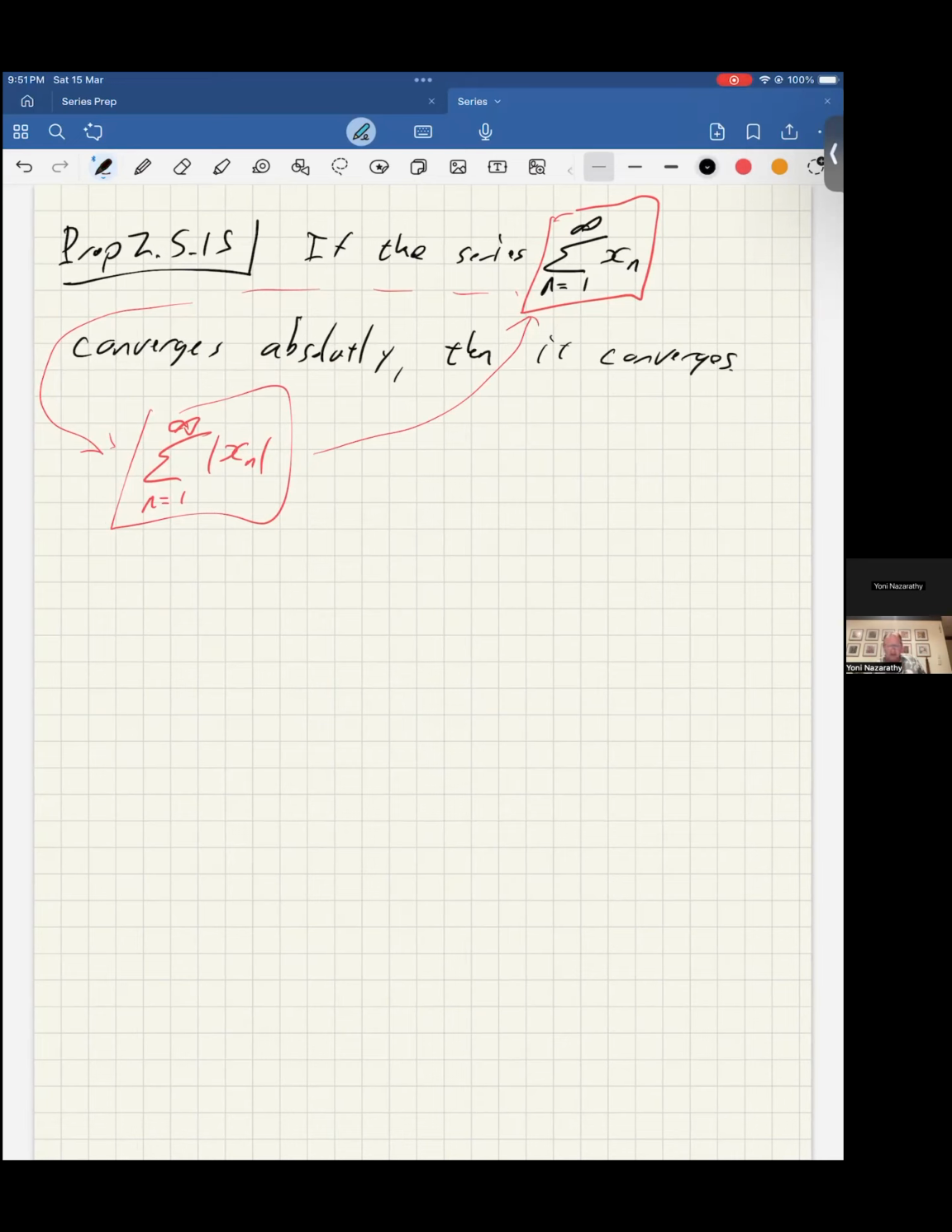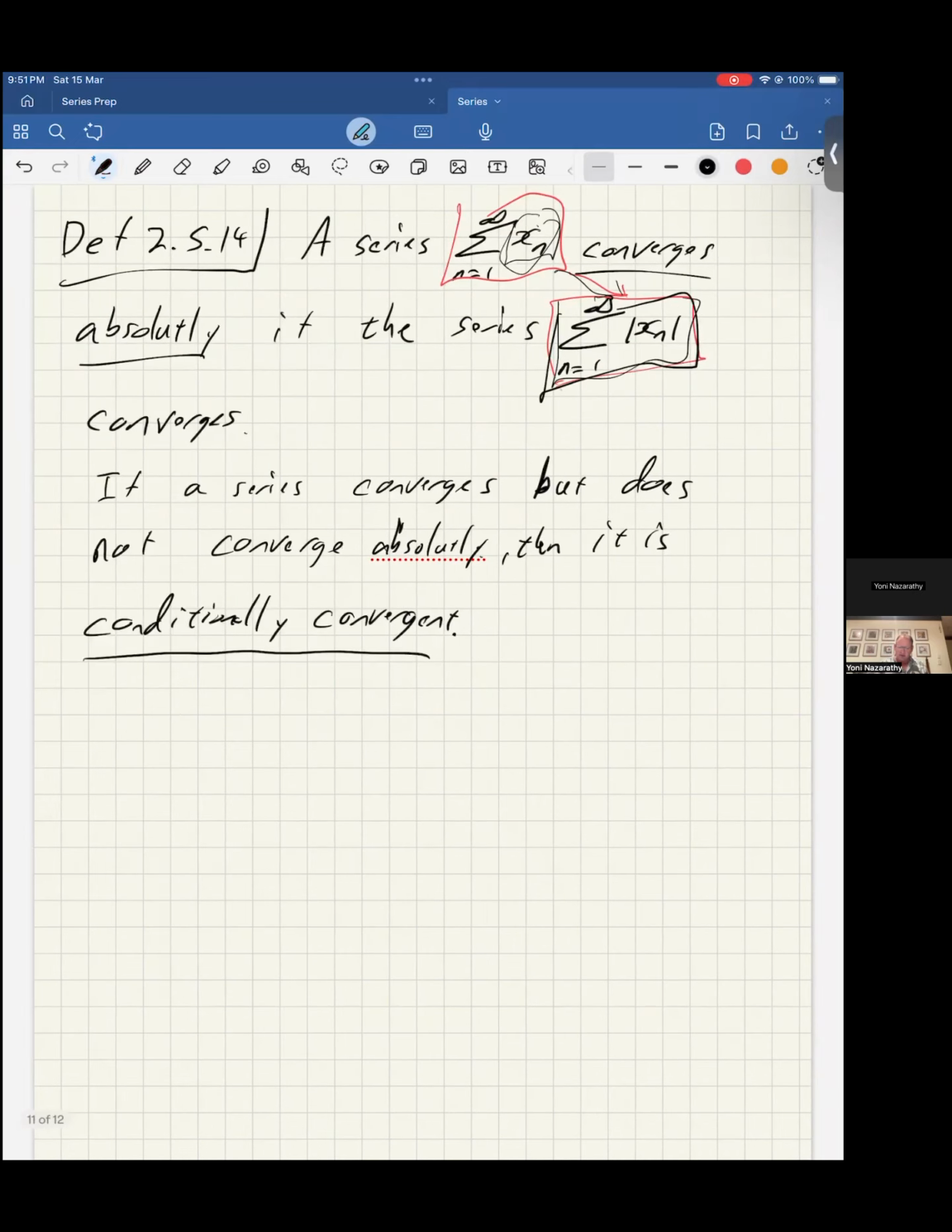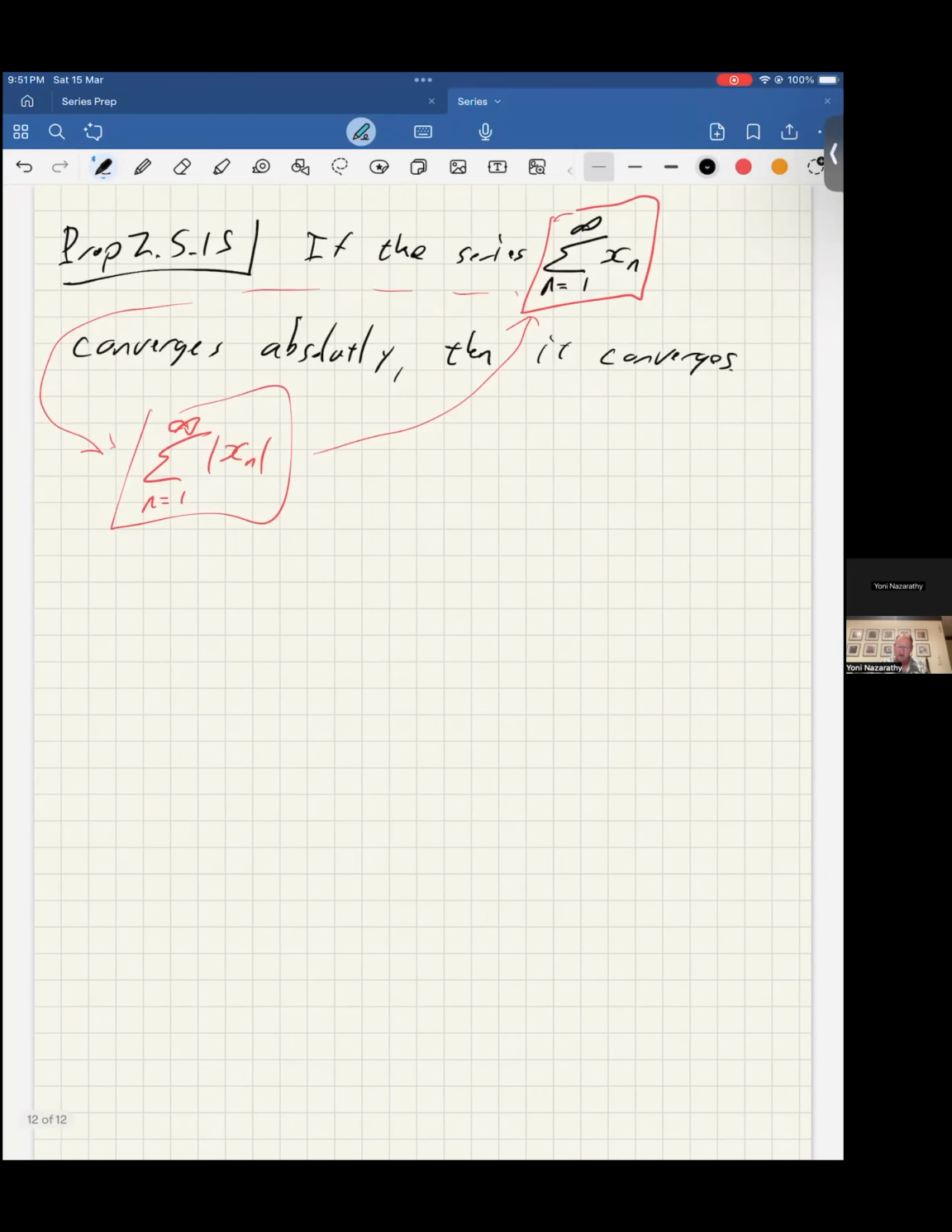Okay, that's this theorem. And this goes hand in hand with this definition, right? Because you can have series where this does not hold and this still does hold. Okay, and I'll show you an example as well. So let's look at the proof of this theorem.